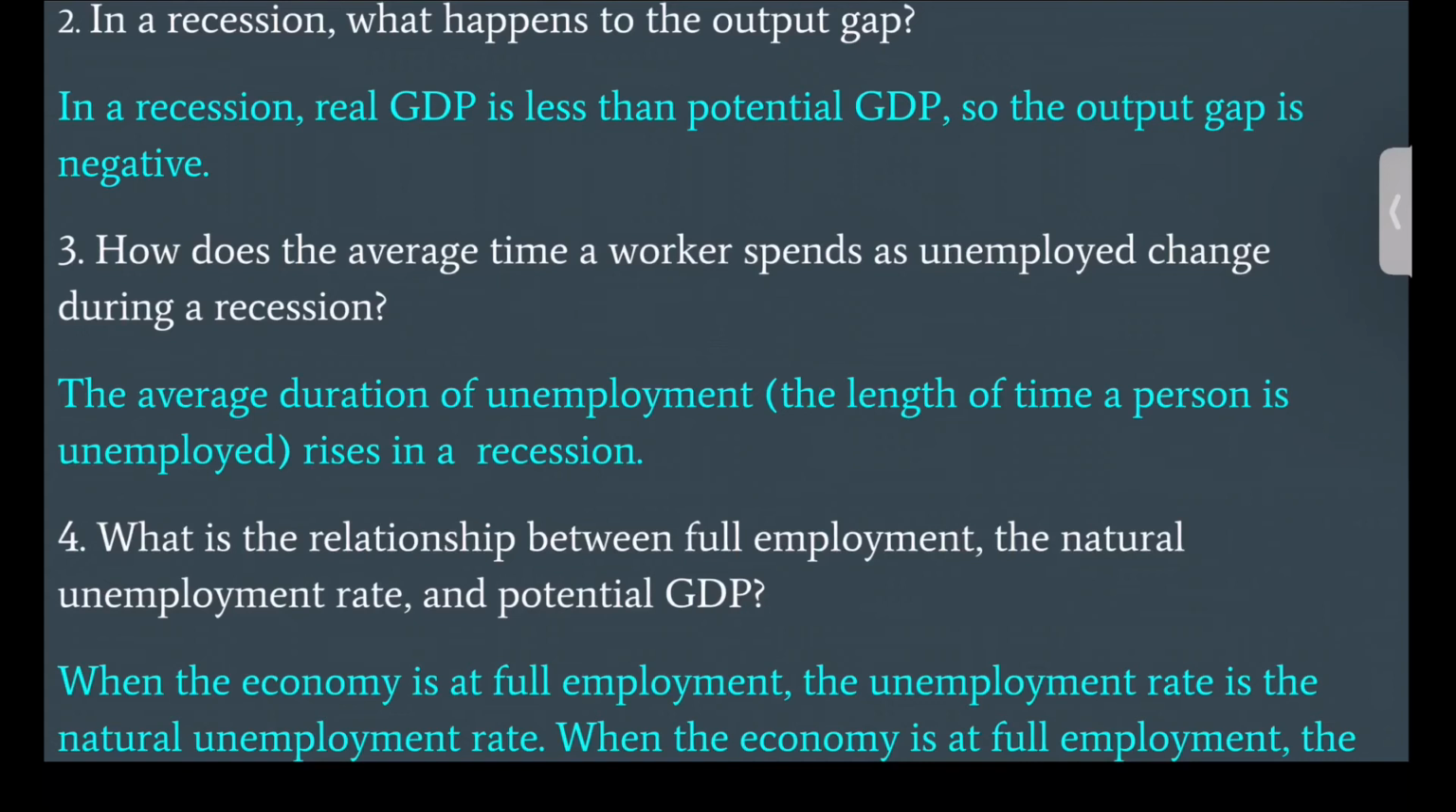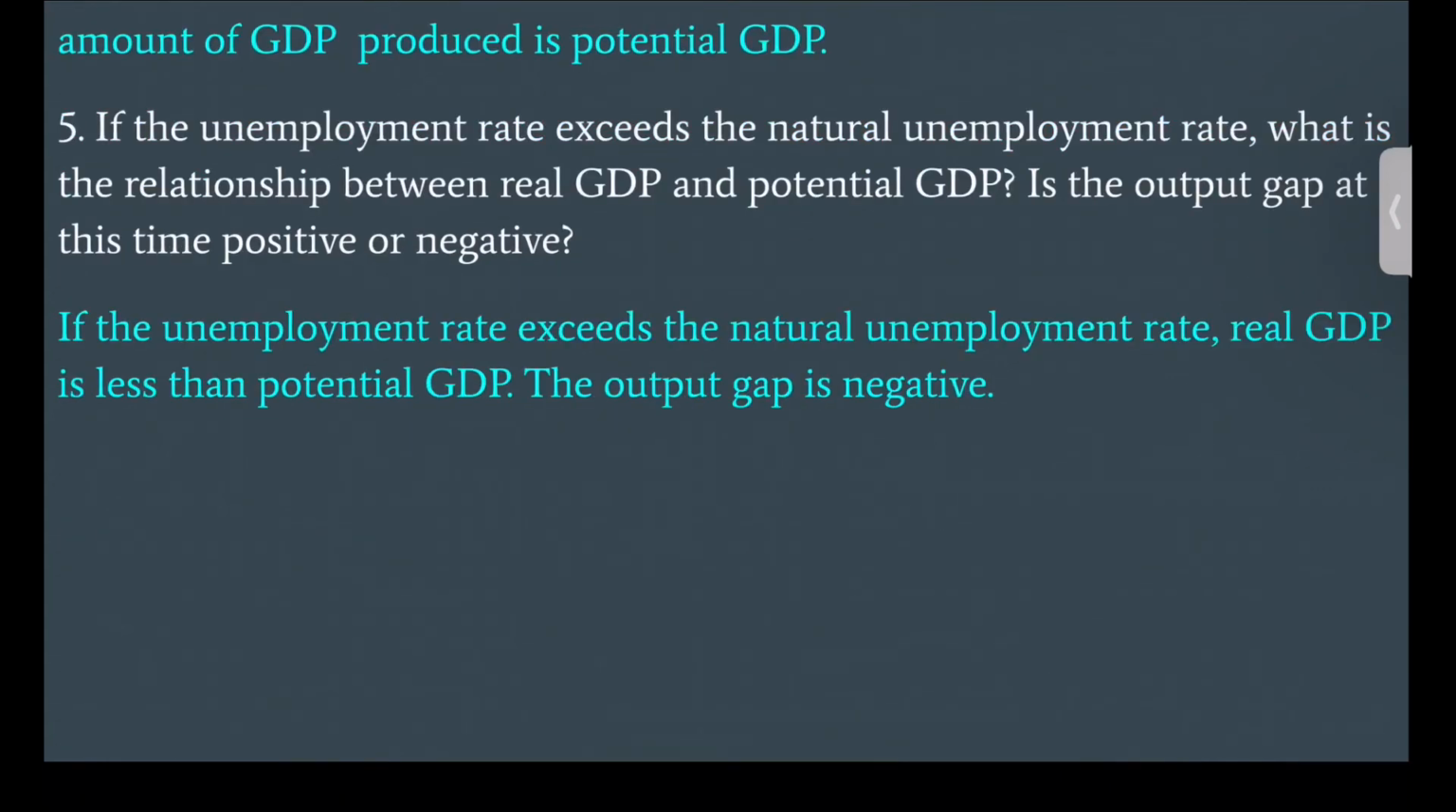What is the relationship between full employment, the natural unemployment rate, and potential GDP? When the economy is at full employment, the unemployment rate is the natural unemployment rate. When the economy is at full employment, the amount of GDP produced is potential GDP. If the unemployment rate exceeds the natural unemployment rate, what is the relationship between real GDP and potential GDP? Is the output gap at this time positive or negative? If the unemployment rate exceeds the natural unemployment rate, real GDP is less than potential GDP, and the output gap is negative.